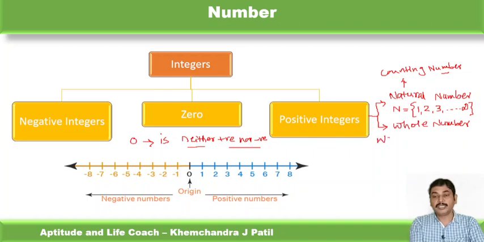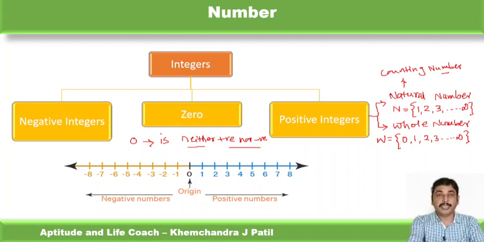The whole number group is defined by W, and when 0 is included in the group of natural numbers, the resulting group of numbers is called the whole number group. The smallest whole number is 0 and the largest whole number is not known to us. Now these points are very, very important.